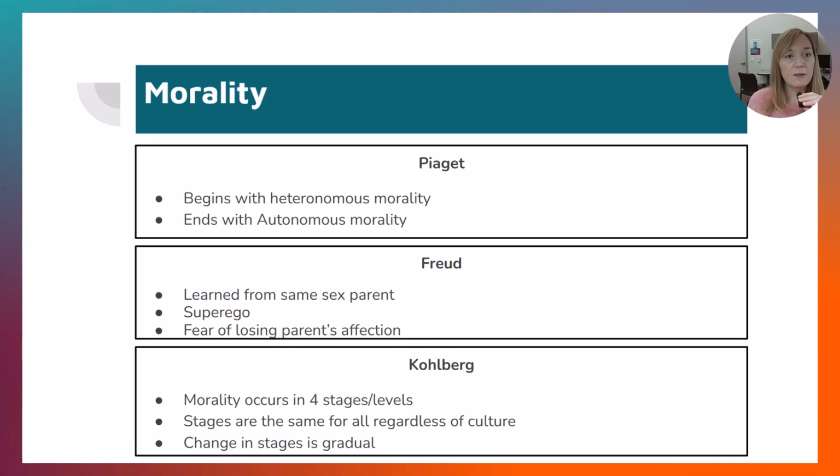But then he argues that eventually that shifts to autonomous morality, and the idea that we have an internal understanding of what is right and wrong, and we can bend these rules if necessary. So we can have some justification for why we're following them. So it's not so much black and white anymore.